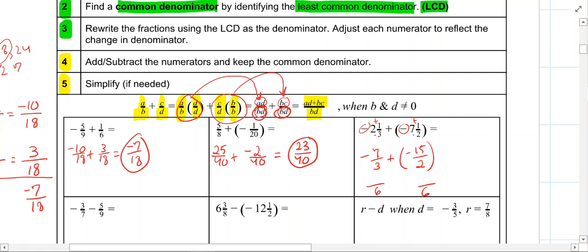3 times 2 is 6, so 7 times 2 is negative 14. 2 times 3 is 6, so negative 15 times 3 would be negative 45. And negative 14 plus negative 45 is negative 59. Now that is totally simplified. That's the answer.